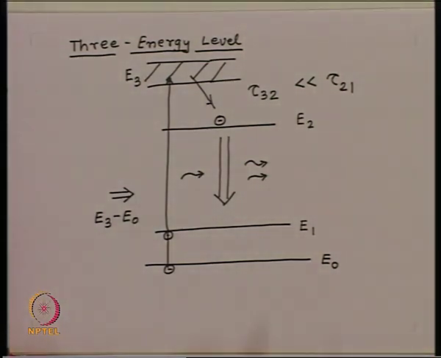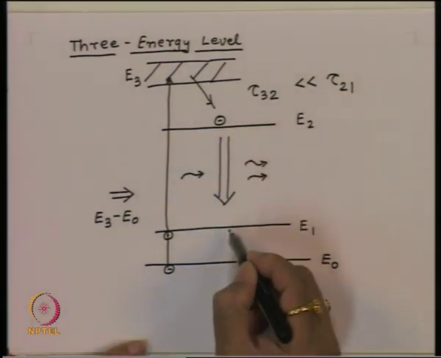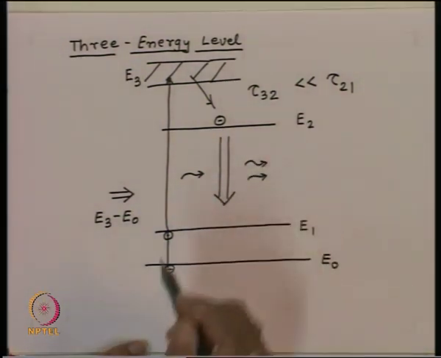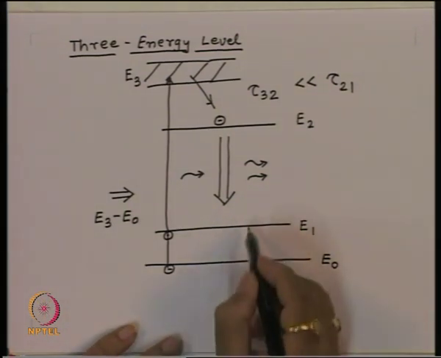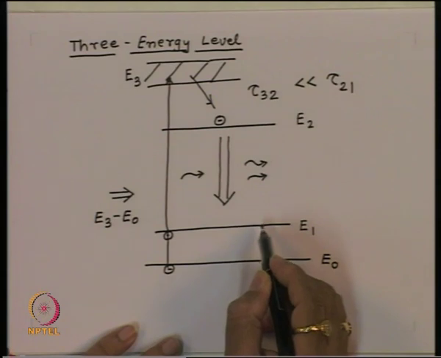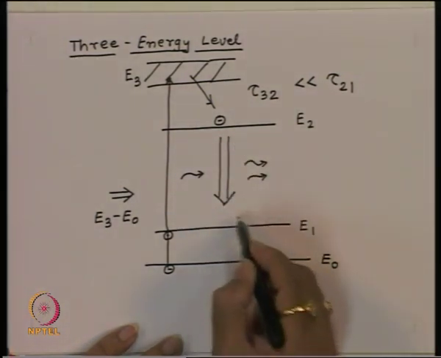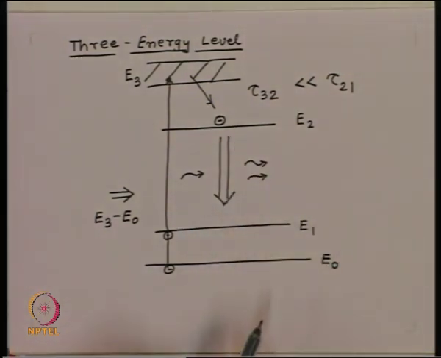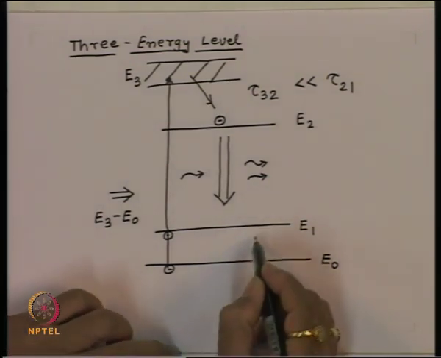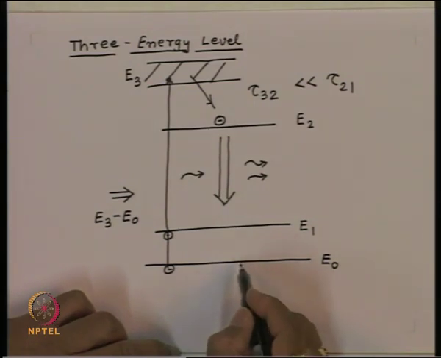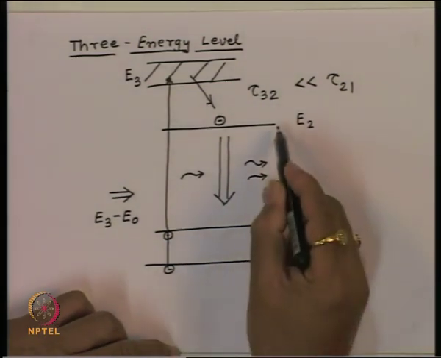However, if I want to have a population inversion between these 2 levels, what we must guarantee is that after the electron has made a transition due to this process, it should not wait here in this level, because if it waits in this level, then again you have a similar problem that you will have more number of electrons which are here. So what we should have is that the time constant between these two levels now has to be much smaller again compared to this time constant.